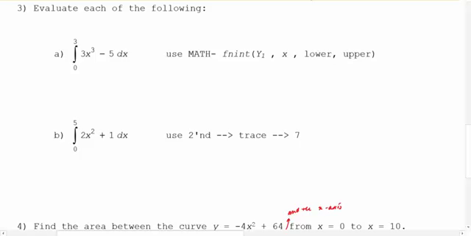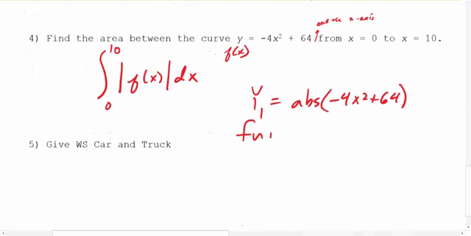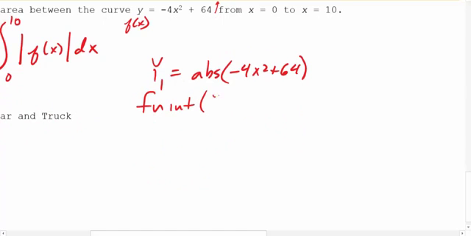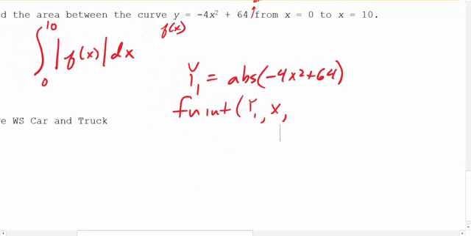Hey, look. So type this into your calculator right here. Type that in right there. Type that into y1. Yay, y1. int, what was it? y1, comma x, comma, what's your lower limit? 0, and what's your upper limit? 10.